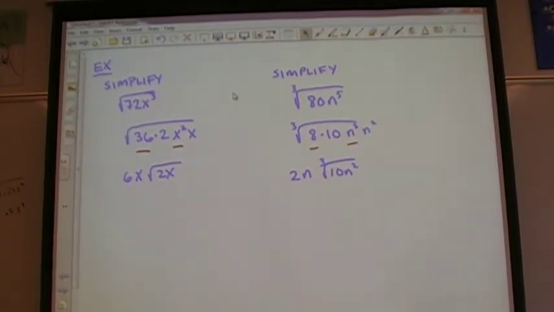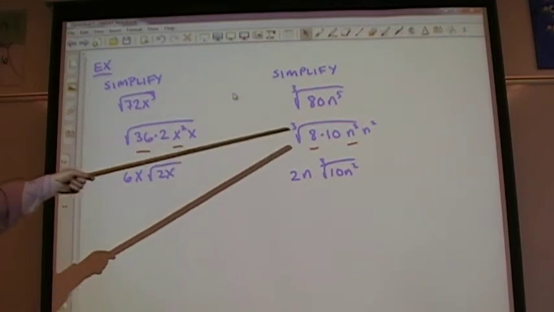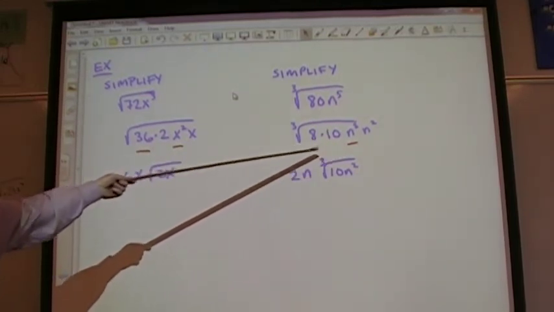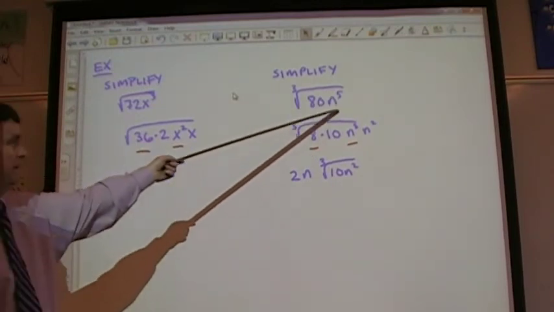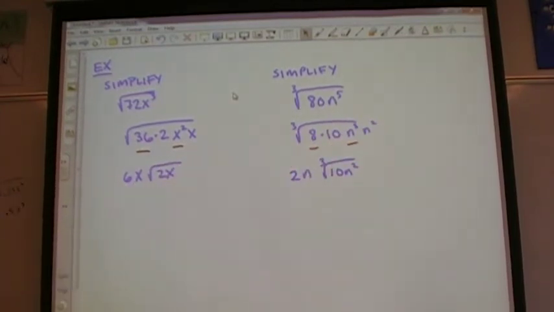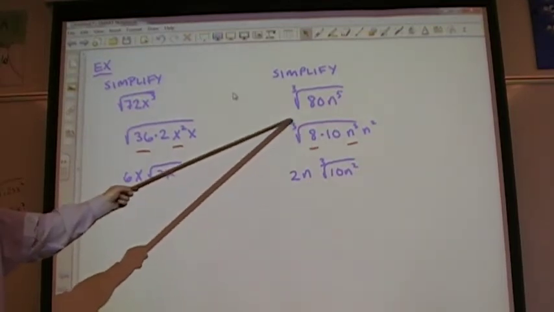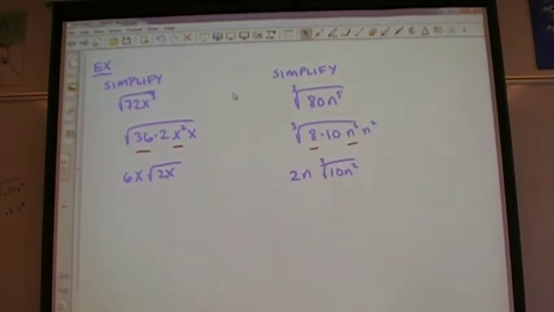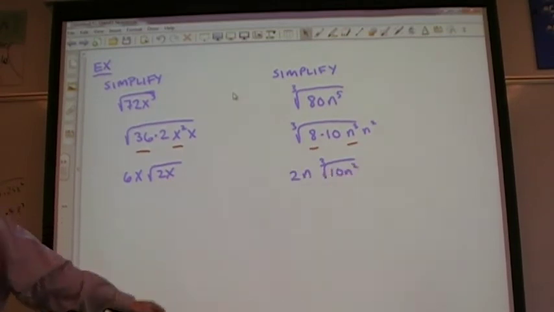Over here, the cube root of 80 n to the fifth. I broke up the 80 as 8 times 10. I broke up n to the fifth as n cubed times n squared, because the 5 needed to be divisible by 3. Then I underlined the perfect cubes. The cube root of 8 is 2. The cube root of n to the third is n. And I was left with 10n squared underneath. Does that make sense?